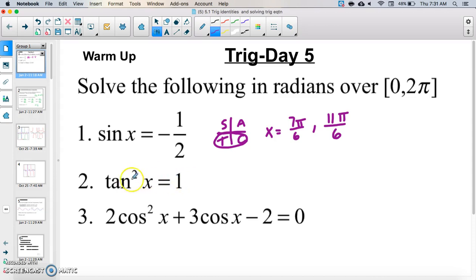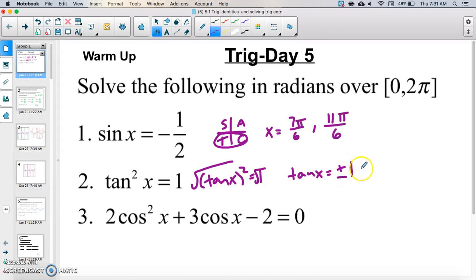For the next one, I could rewrite this as tangent x squared equals 1. And then we'd like to get rid of the squared so we can solve for x. So I'm going to take the square root of both sides. This means that tangent x equals plus or minus 1.